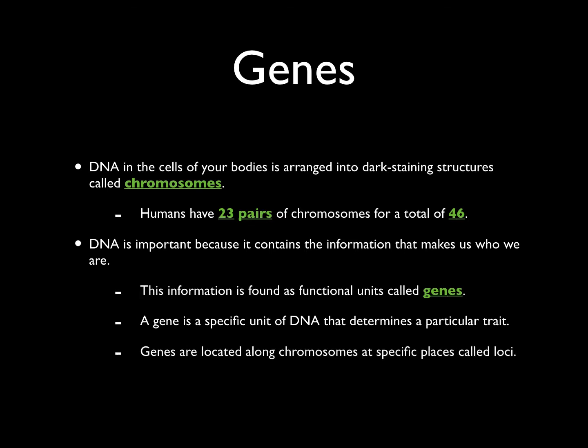Now, these genes are located along chromosomes at specific places called loci. So, for example, the figure you see at the bottom of the screen is a cartoon depiction of a human chromosome. The different colored bands you see along the chromosome represent different genes, and the location of the gene highlighted here with the arrow is that gene's locus on the chromosome.